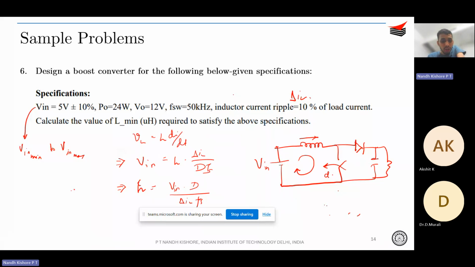So you need to make sure that you design your L for the worst case ripple. You have Vin varying from Vin minimum to Vin maximum. So you calculate the Vin into D product for both the extremities, and you consider whichever extremity gives you the maximum value of L.